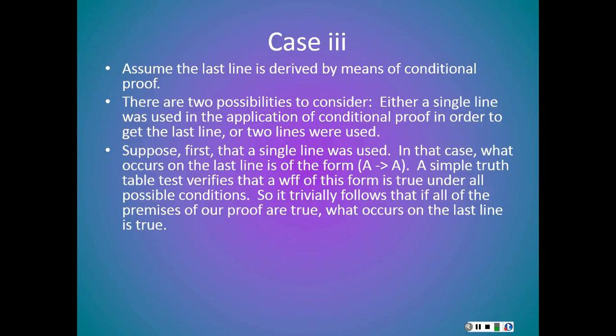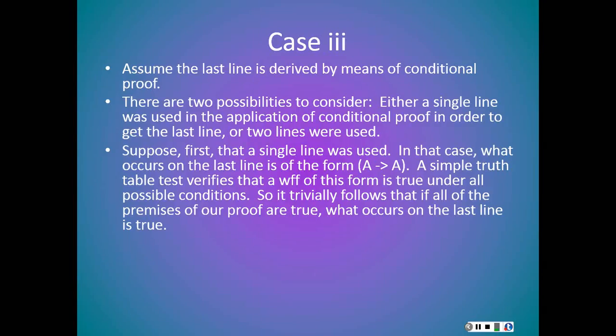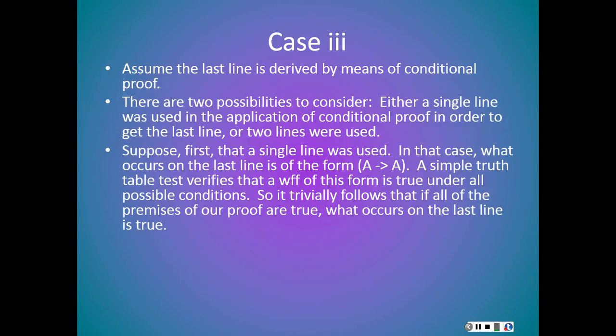So it trivially follows that if all the premises of our proof are true, what occurs on the last line is true. Of course, if what occurs on the last line is true under all possible conditions, then if the premises are true, what occurs on the last line is true. It doesn't matter in that case what the premises are. So that takes care of the first possibility here.